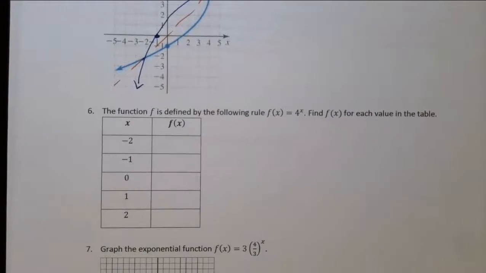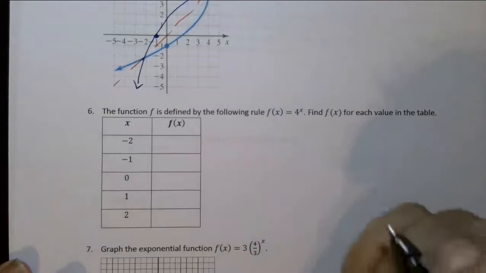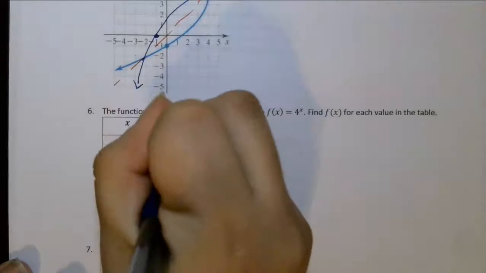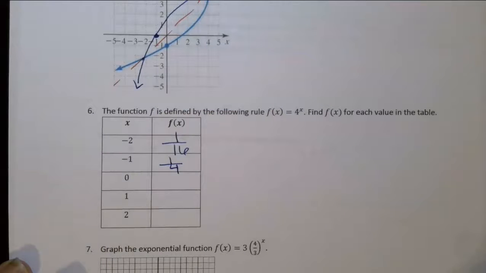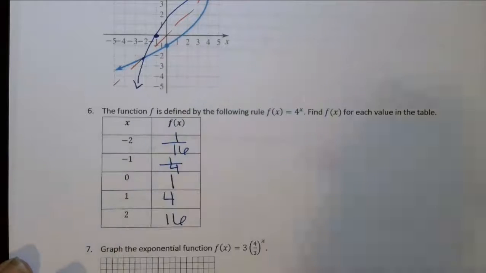Okay, this one gives me a function, and it wants me to find the value for each x in the table. So if I have 4 to the -2, remember, negative exponents make it a fraction, and then I find the power. 4 squared is 16. 4 to the -1 is a fraction. 4 to the first power is 4. 4 to the 0 power, and much more, anything to the 0 power is always 1. 4 to the first power is 4, and 4 squared is 16.